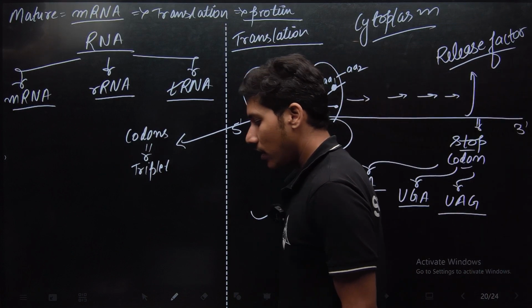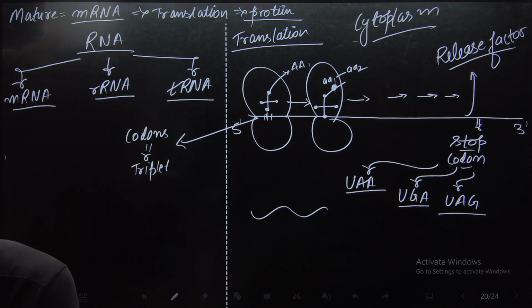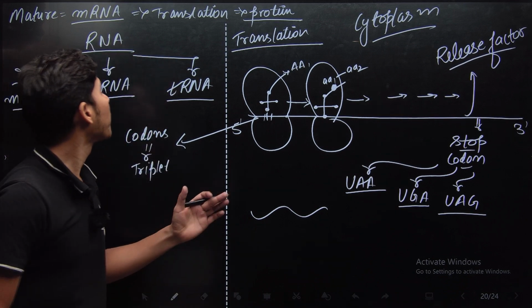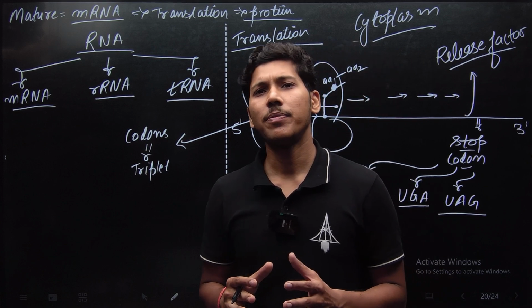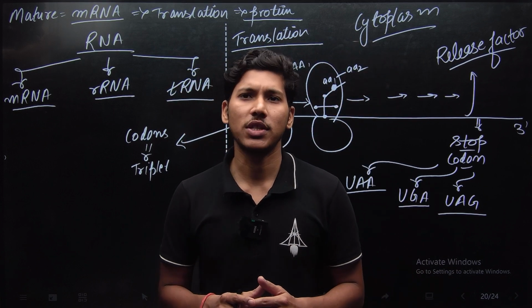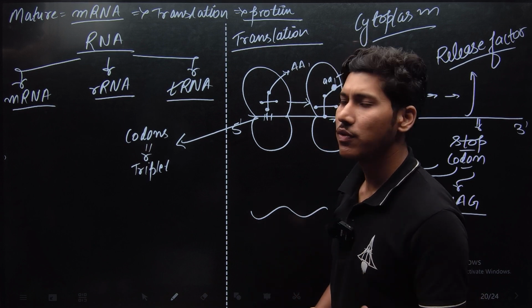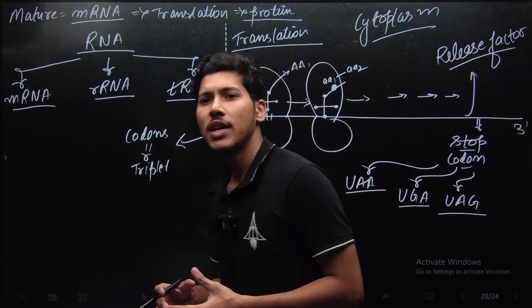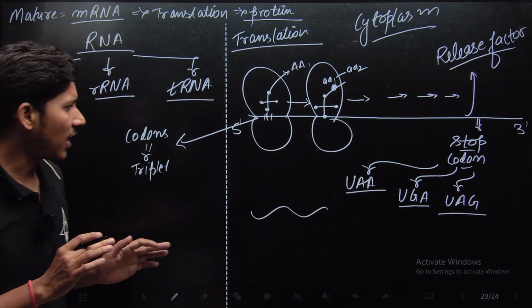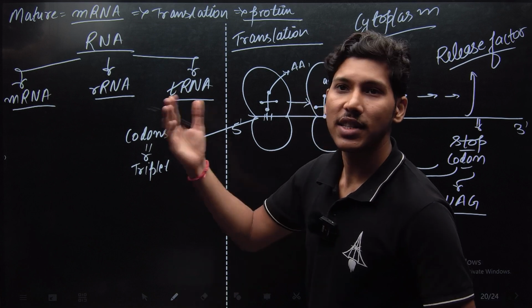Now we have produced RNA. So till now we have covered our transcription process, how mRNA or hnRNA is formed, and how it matures. Okay, so that thing we have covered till now. Now we have to cover what? Now we have to cover the translation process.